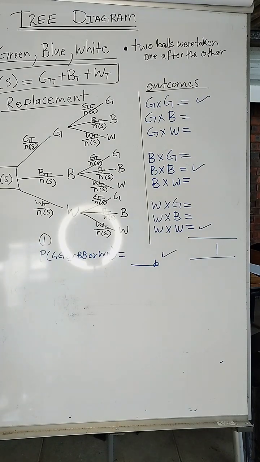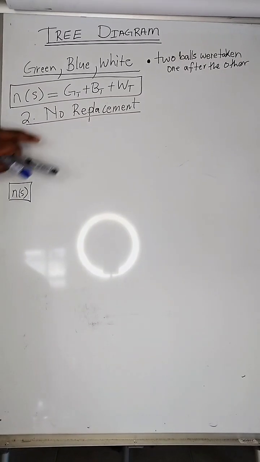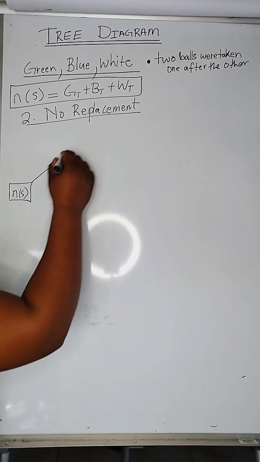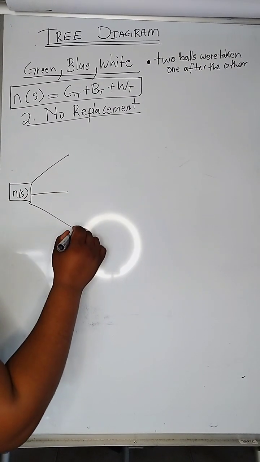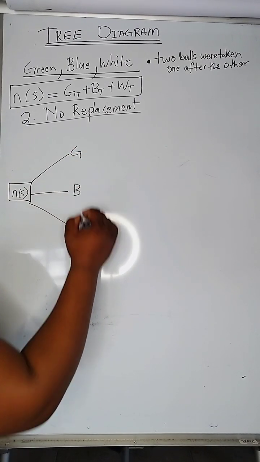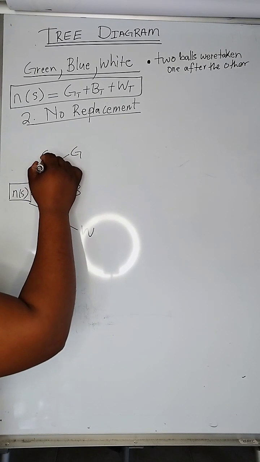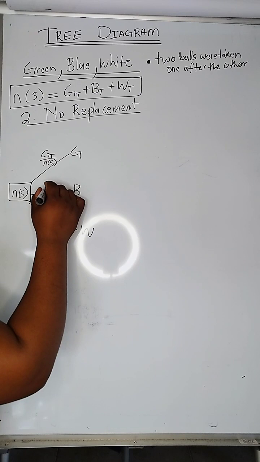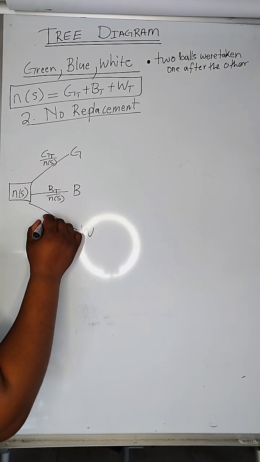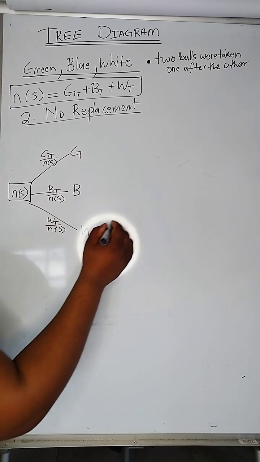Now, let's check the second one. Now, they say there is no replacement. Since there's no replacement, we go for options. Option 1, option 2, option 3. Option 1, it is G, B, W. Hence here we'll have what? G total over N of S. We have B total divided by N of S. Here we have W total divided by N of S. This was the first ball, okay?